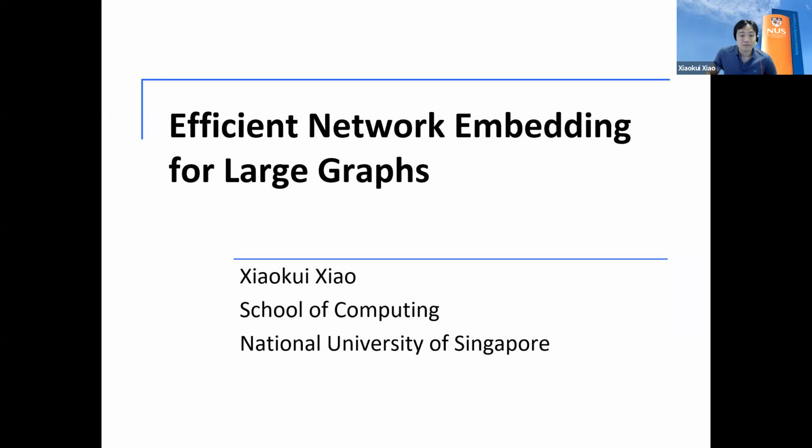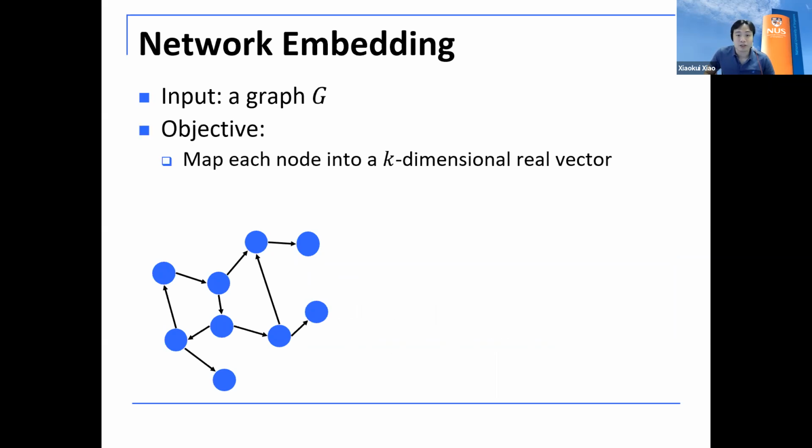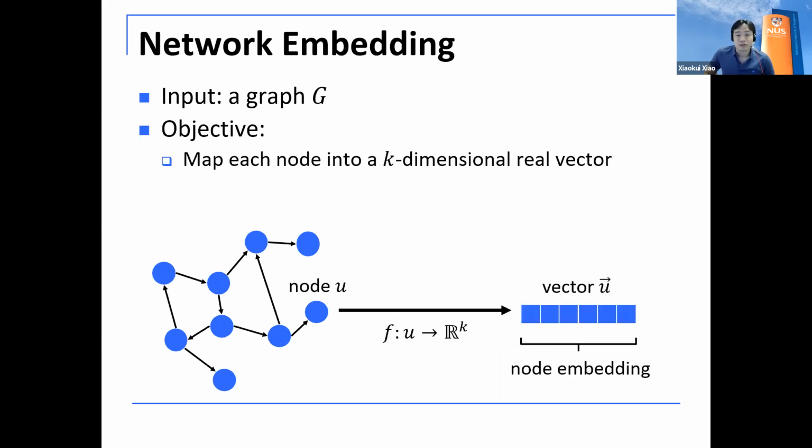So the topic of my talk today is about network embedding. And the problem definition is pretty simple. We have a graph with some nodes and edges. And what we want to do is to map each node in the graph into a fixed dimensional real vector. The purpose of doing this mapping is to obtain such an embedding vector for each node so that we can use them for some analytical tasks on graphs.